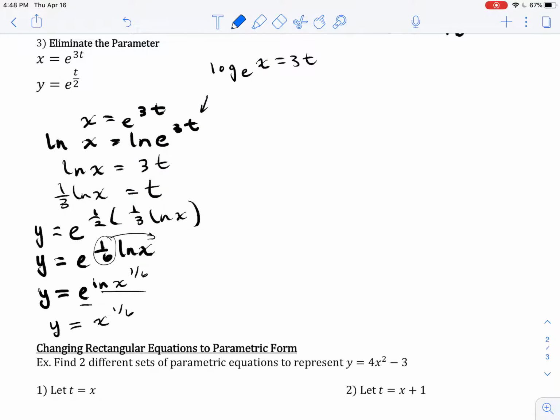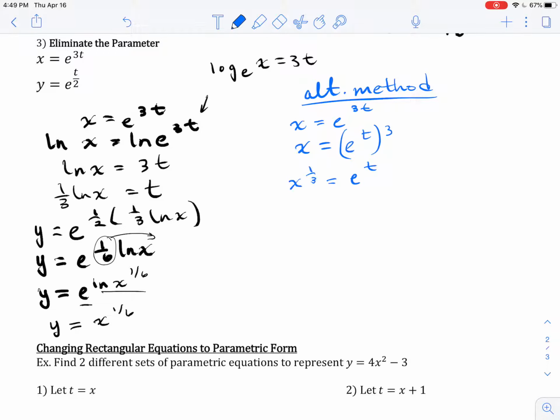And if you remember what I said initially, I said there was more than one way to do this. My alternative method, which doesn't require the use of logarithms at all, is to go ahead and just take this first equation and rewrite it so that x is equal to e to the t power and all of that raised to the third power. That's the exponent power properties. Well, if that's the case, if I were just to take the cube root of both sides, I would get e to the t is equal to x to the 1/3.